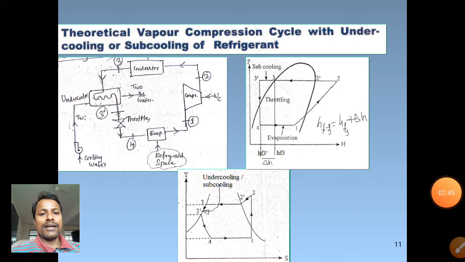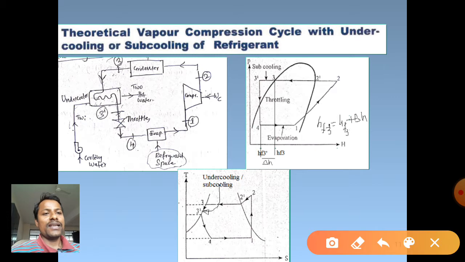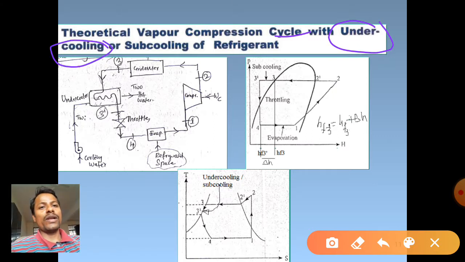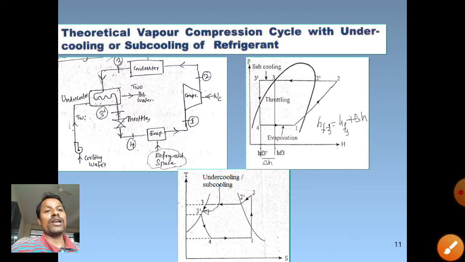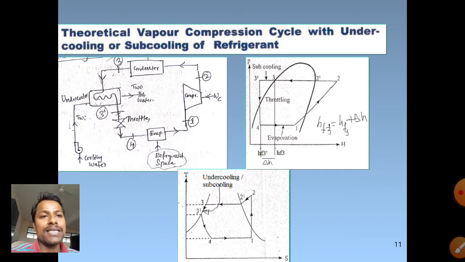Coming to the next important variety of vapor compression refrigeration cycle, most of the times the problems appear on this cycle only, that is vapor compression refrigeration cycle with undercooling. What is undercooling? Another name for undercooling is subcooling of refrigerant. So what is undercooling or subcooling of refrigerant, we will understand in this slide.